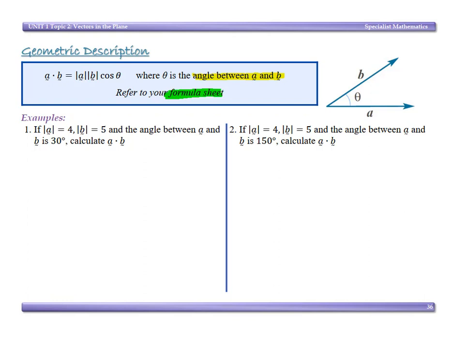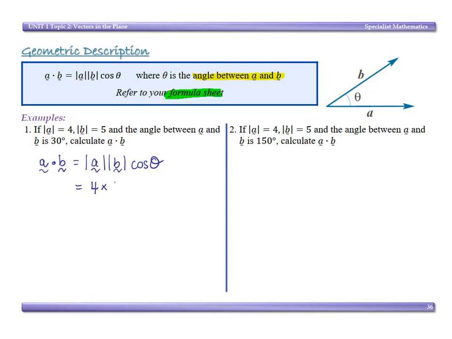The magnitude of A is 4, the magnitude of B is 5, and the angle between vector A and vector B is 30 degrees. Calculate A dot B. So let's write our formula. So the dot product of vectors A and B is the magnitude of vector A times the magnitude of vector B cos theta. Plug in our information.